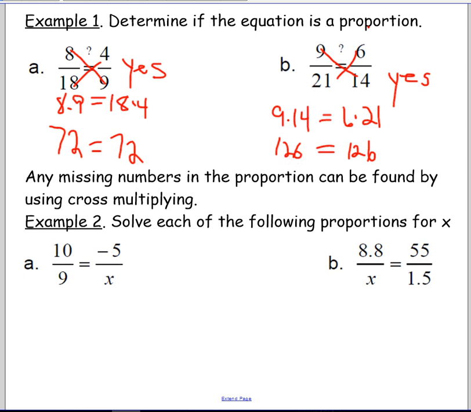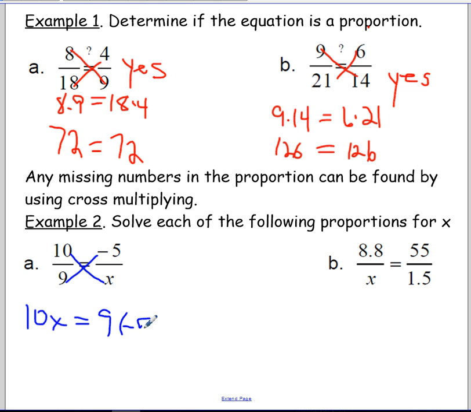Sometimes in a proportion, you're given a missing value. So any missing numbers in the proportion can be found by using cross multiplying. So let's solve these two examples for x. And I always go across the two that are across from each other where the unknown value x is. So 10 times x needs to be the same amount as 9 times -5.